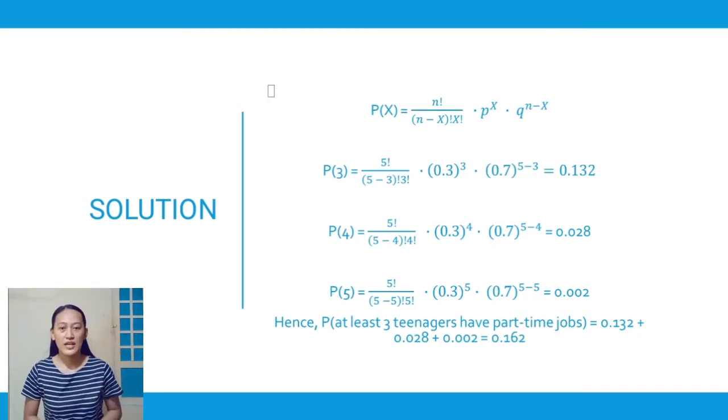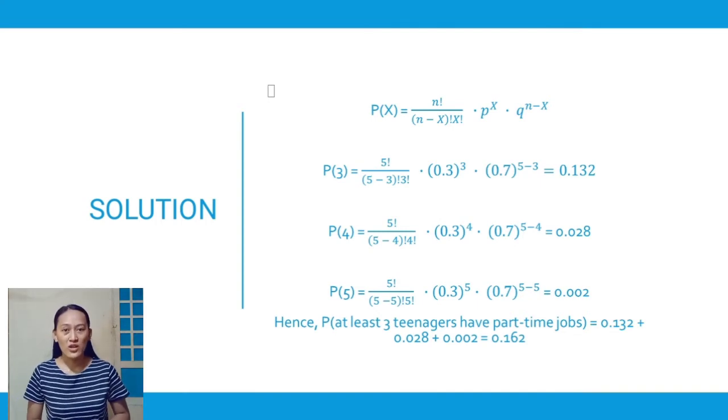0.002. Hence, P of at least 3 teenagers have part-time jobs equals 0.132 plus 0.028 plus 0.002 equals 0.162. So, there is a 0.162 probability that at least 3 of them will have part-time jobs.